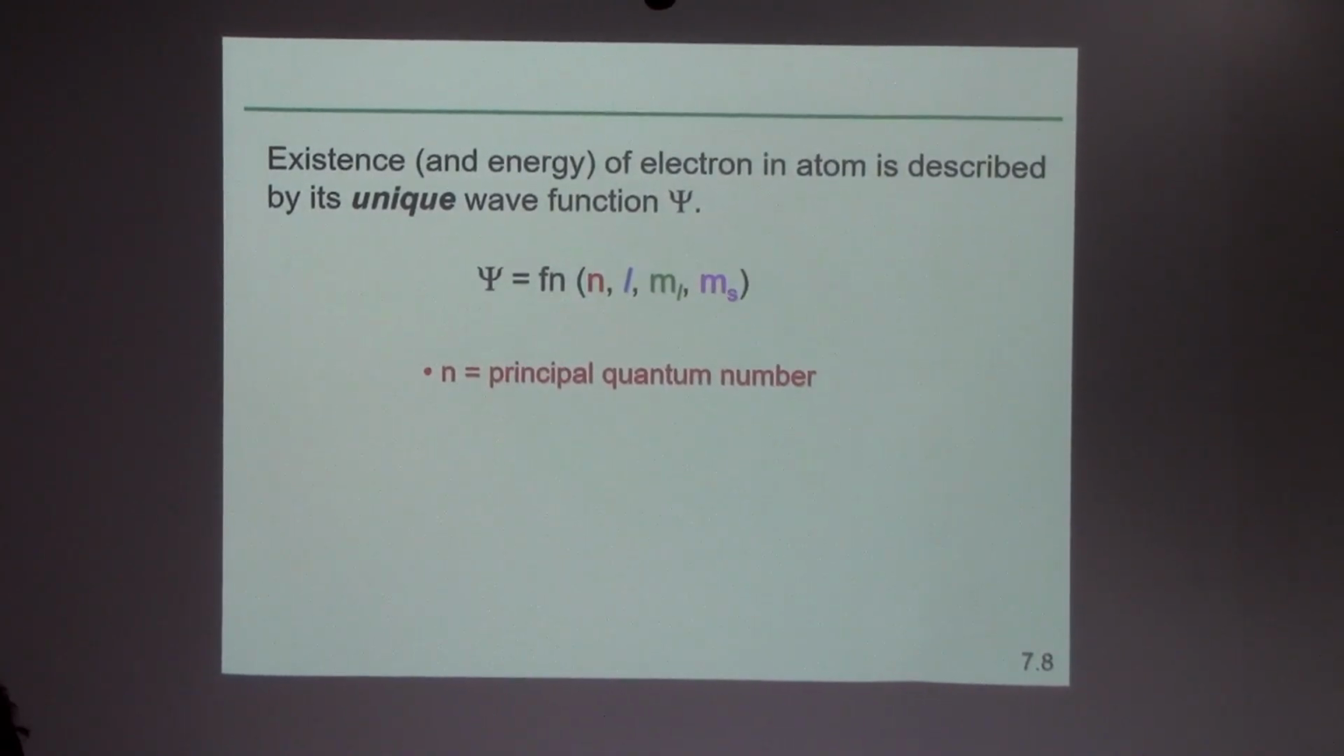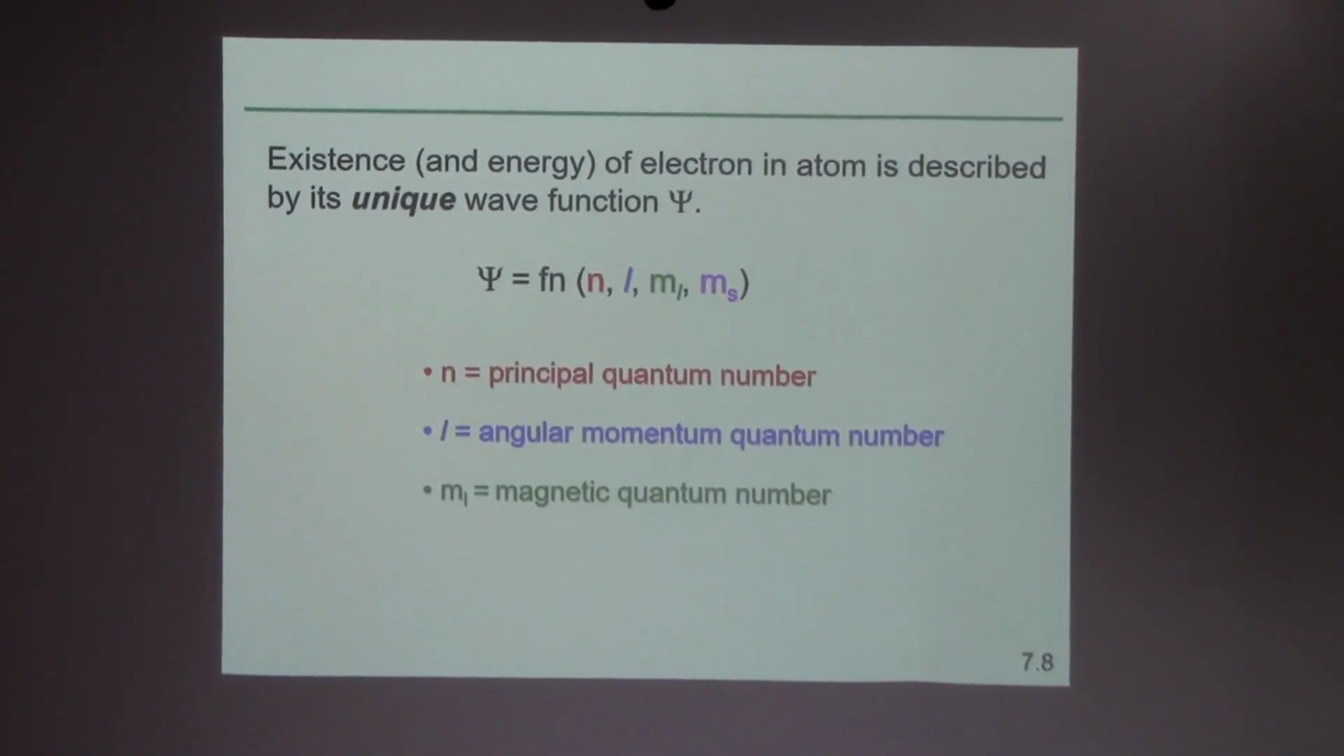We already gave a name for this. n we said was the principal quantum number. l was the angular momentum quantum number. And ml is the magnetic quantum number. And ms is the electron spin quantum number.